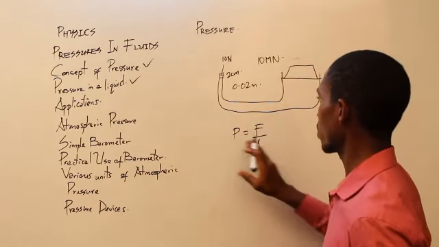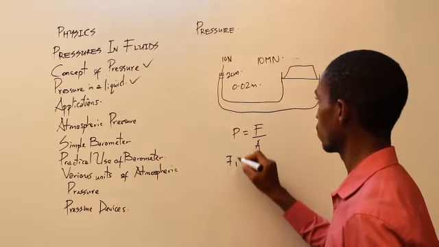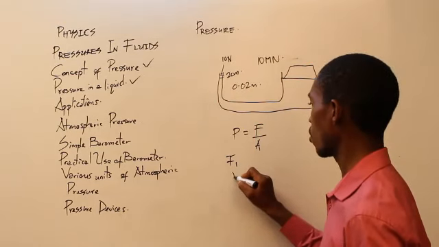So, let's write out our parameters. Here we have, let's call this F1, and we'll call this the R1.